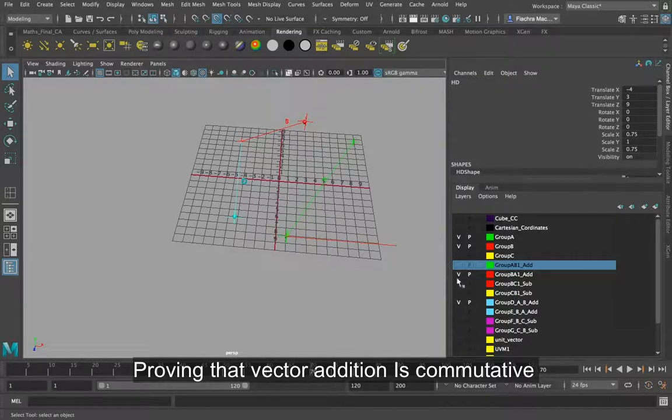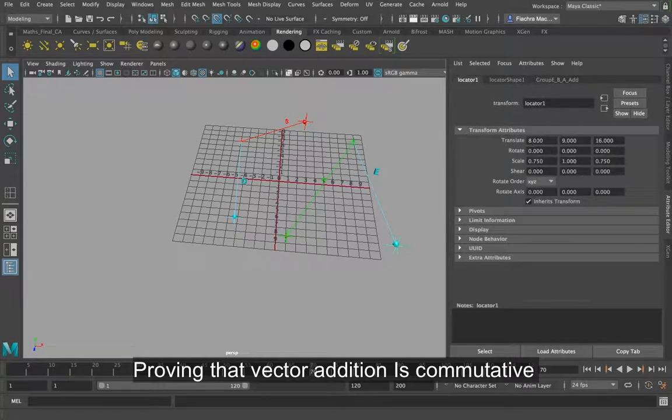Starting from the tail of A, we can join that up to the head of the additional B that has just been added to the head of A, and that'll give us point E. We can then get rid of B, and this is our new vector. If we click on that, that will give us 8, 9, and 16.